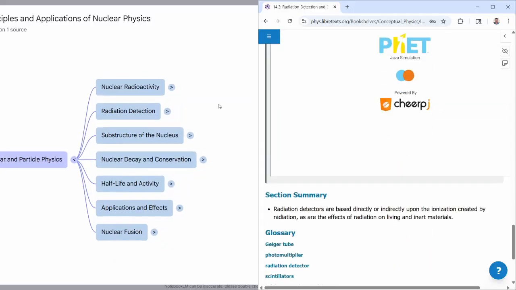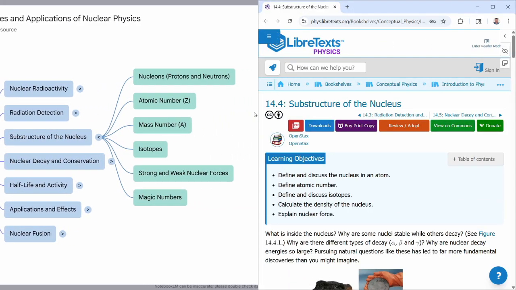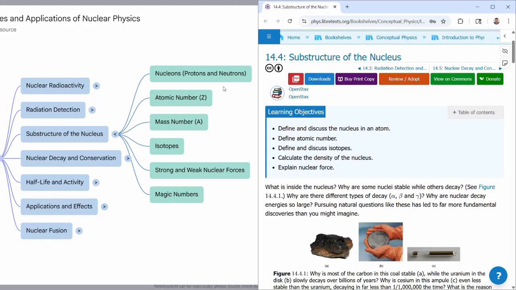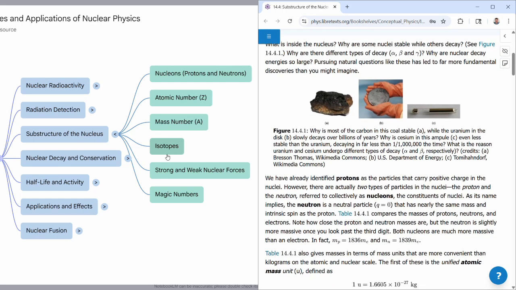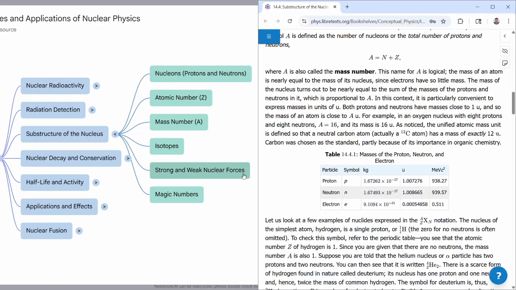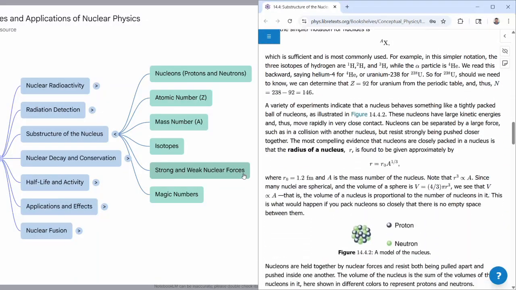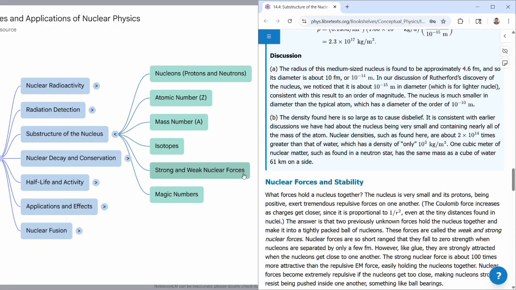Substructure of nucleus. This might be something that some people know from your basic background science knowledge, especially things about protons and neutrons. Now, if you don't, then that's the reason this chapter exists. And I also lecture on it, both what nucleons are, atomic number, mass number, isotopes, strong and weak nuclear forces. I think I put that off quite a bit to lecture 30. So if you want, read about it in this section 14.4.